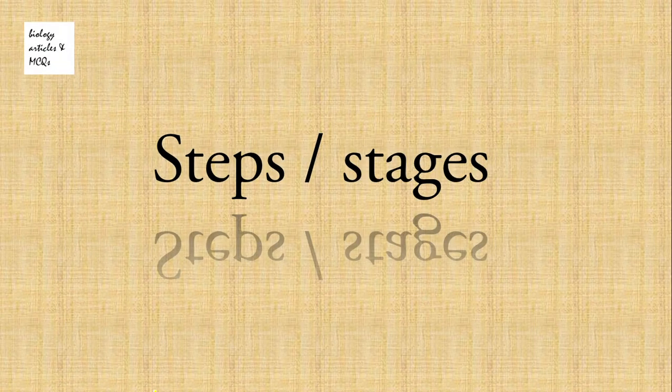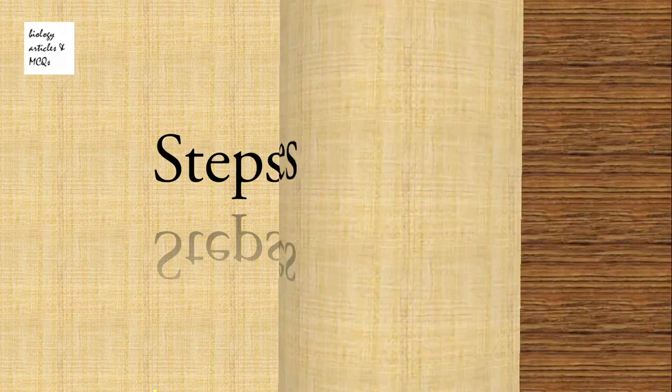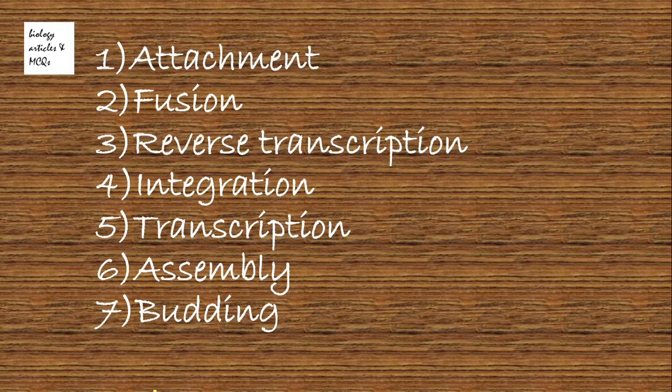But first of all, we will learn about its steps or stages. The different steps or stages of the life cycle of HIV are as follows. The first is attachment, the second is fusion, third reverse transcription, the fourth is integration, fifth is transcription, and then assembly, and the last is budding. So let's discuss all of these seven steps or stages in detail.